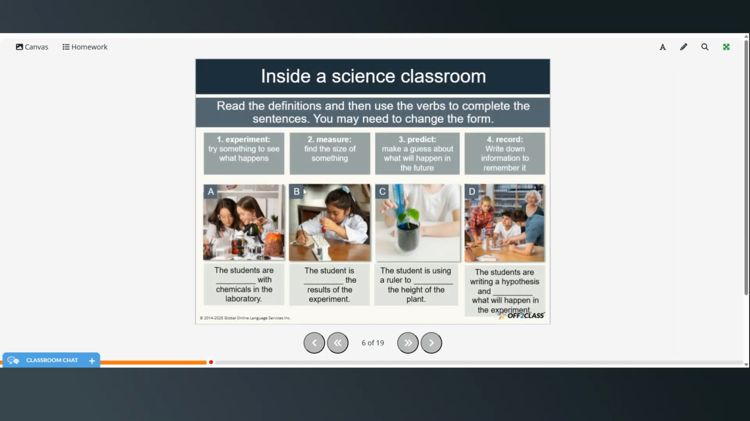And here's one more again. You can pause the video, try it on your own, and then restart to check your answers. All right, we have experiment, to try something to see what happens. Measure, to find the size of something. Predict, make a guess about what will happen in the future. Record, write down information to remember it.